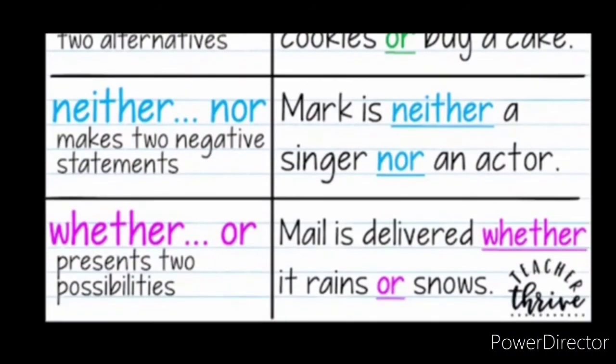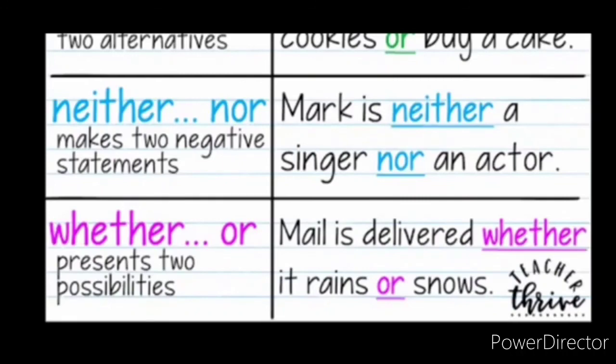Okay, next one, whether or presents two possibilities. So whether or shows two possibilities. Look at the example here: Mail is delivered whether it rains or snows. So two possibilities are there. Mail is delivered whether it rains or snows. So it shows the two possibilities of a thing.